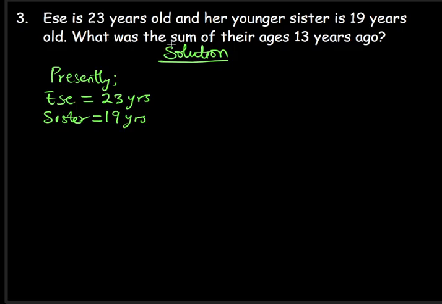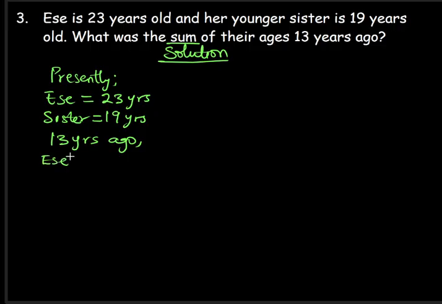Now, what was the sum? Take note, the sum of their ages 13 years ago. So that means we need to know their ages 13 years ago first. After knowing their ages 13 years ago, we can now add the ages to give us the sum. So let's see, 13 years ago, what do we have?